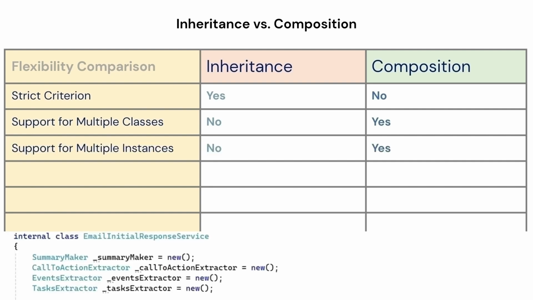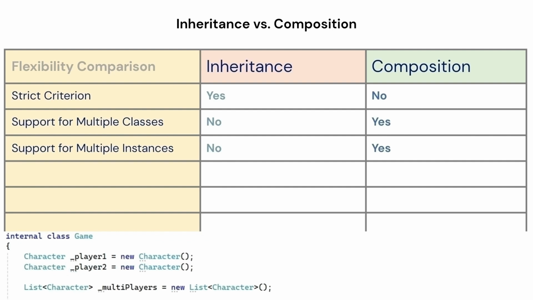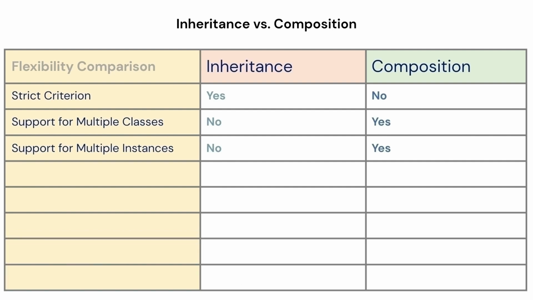Additionally, you can use composition with multiple instances of the same class, as many as you need. This flexibility means that you can use composition in a lot of scenarios. Since there is no strict criterion, you can use it without worrying that you might be using it incorrectly.